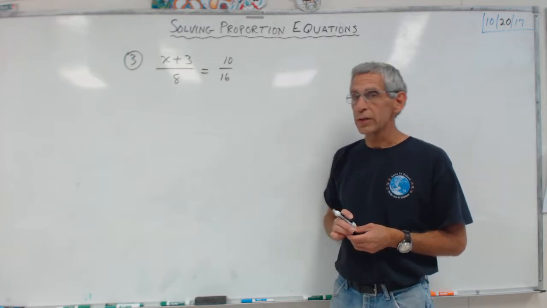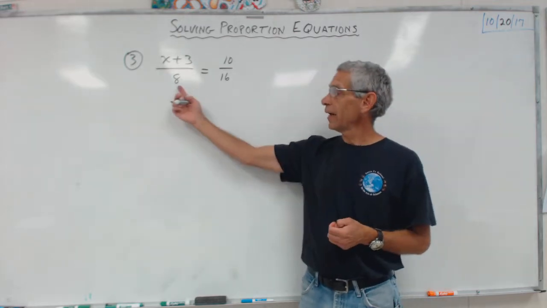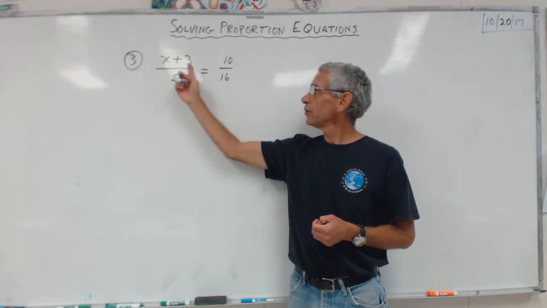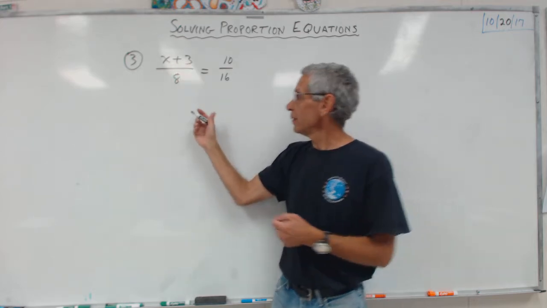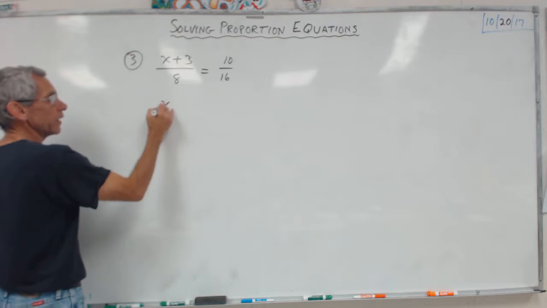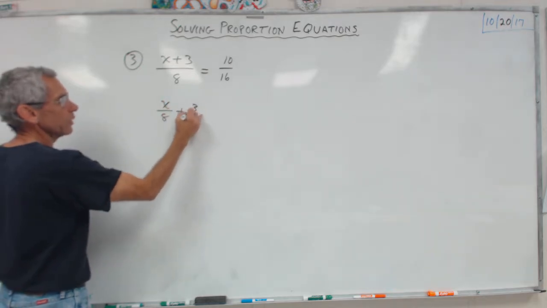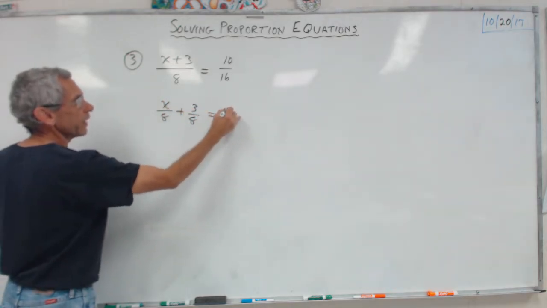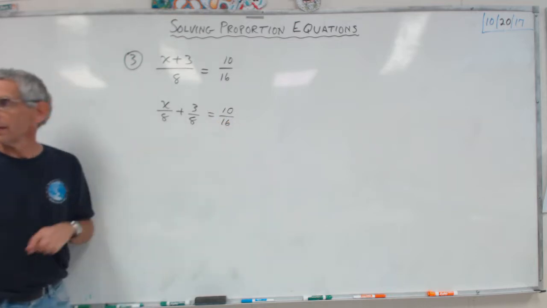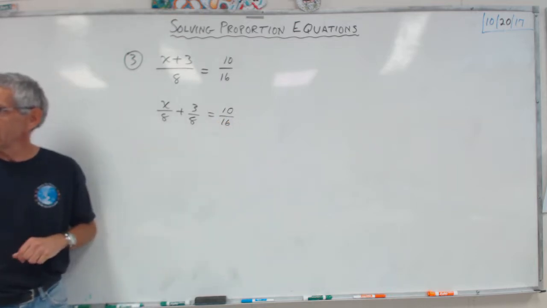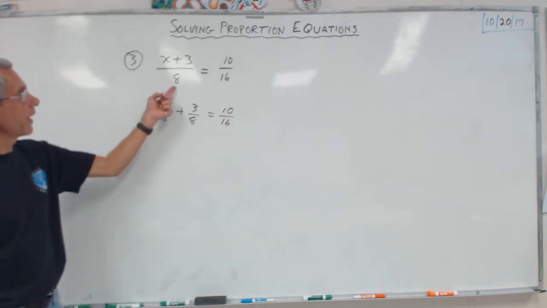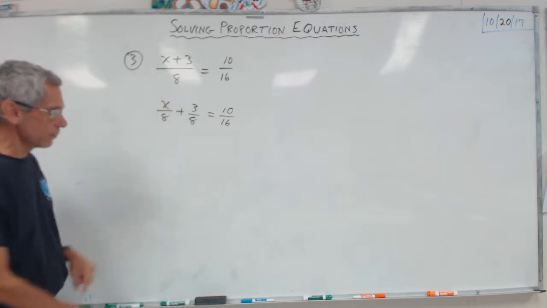Wait a minute, but 3 is busy being divided by 8, right? When you have x plus 3 over 8, what that really means is x over 8 plus 3 over 8 equals 10 over 16. That's what that means. Did you see that? 8 is dividing into both of those numbers.